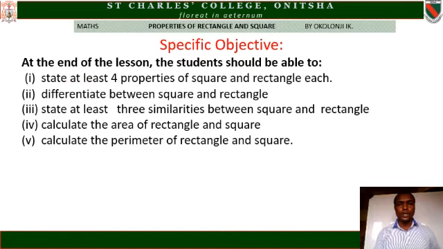At the end of the lesson, the students should be able to: 1. State at least 4 properties of square and rectangle each. 2. Differentiate between square and rectangle. 3. State at least 3 similarities between square and rectangle. 4. Calculate the area of rectangle and square. 5. Calculate the perimeter of rectangle and square.